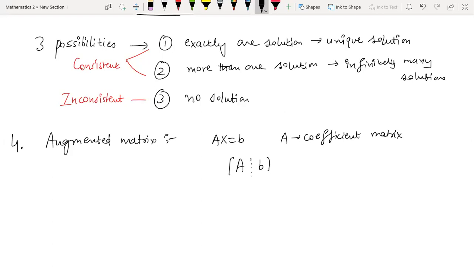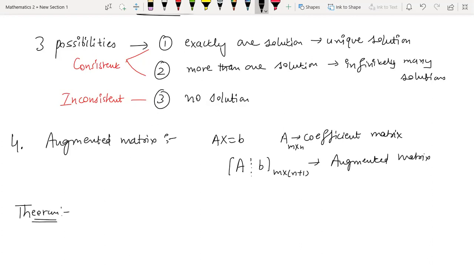A has size m cross n. This matrix has size m cross n plus 1. You increase one column in the original matrix. What to put in that column? The right hand side vector. So this matrix we call the augmented matrix, right? Now why is it useful, why do we define the augmented matrix? Because the result which will tell you when we have the solution or when we do not have the solution is in terms of the augmented matrix.